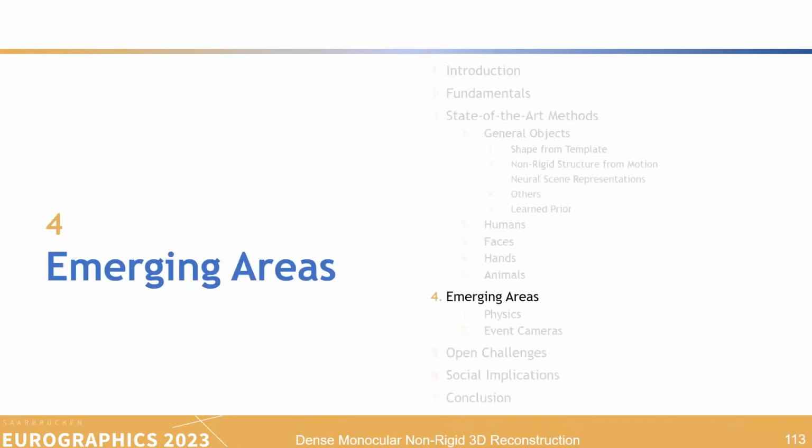So now we conclude the section on the different state of the art methods, and then we will look at a bit more on these emerging areas which are underexplored, but really promising future directions. So we will discuss two such areas. One is physics and the other one is event cameras.